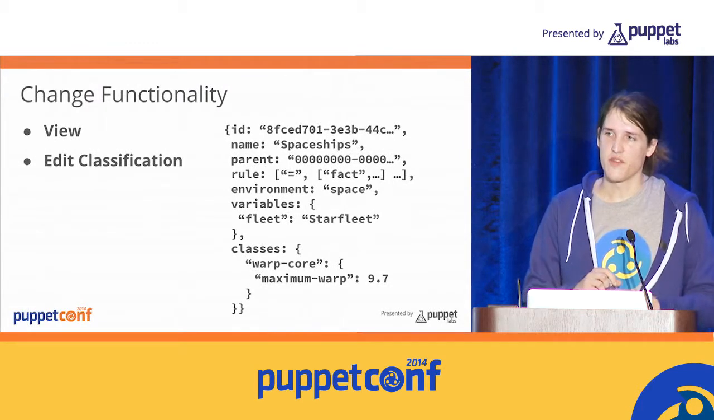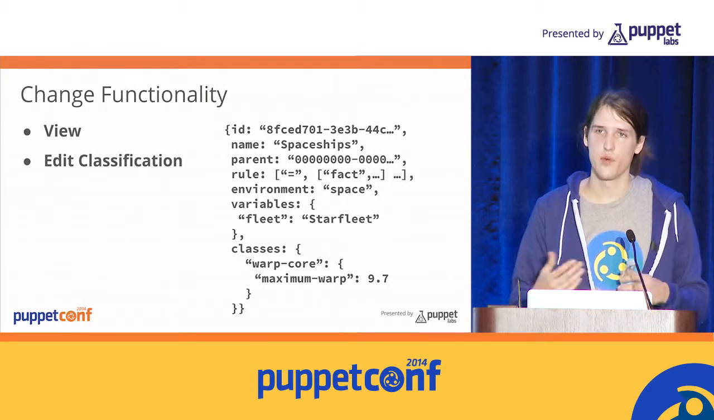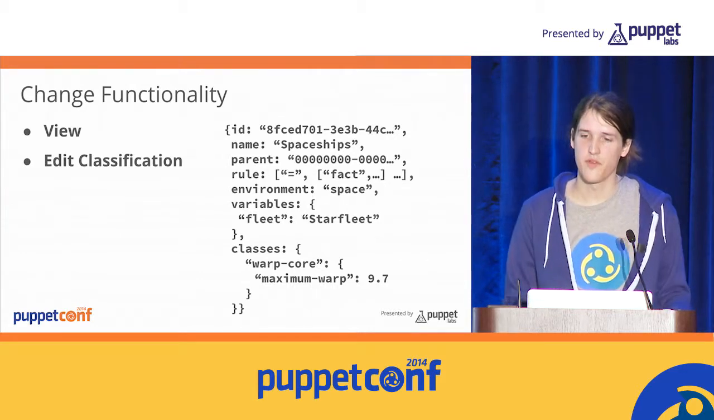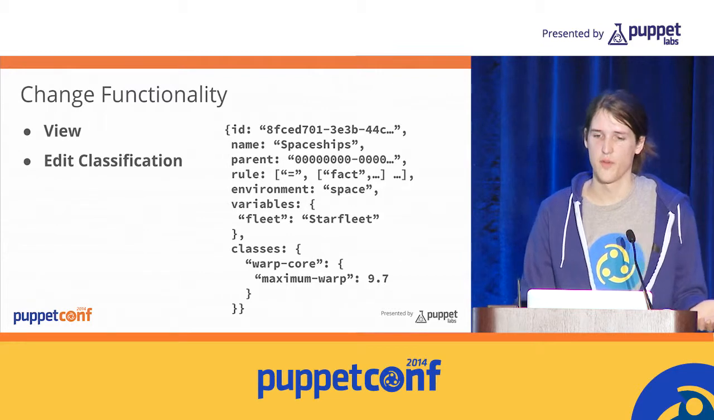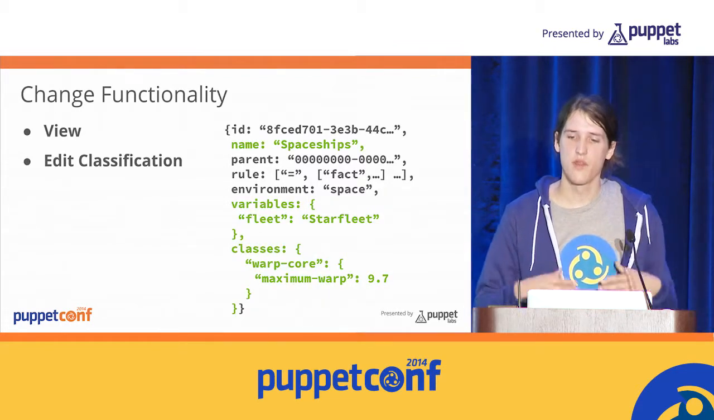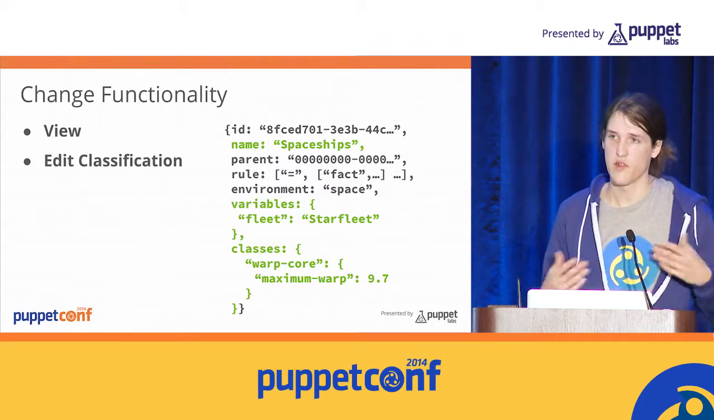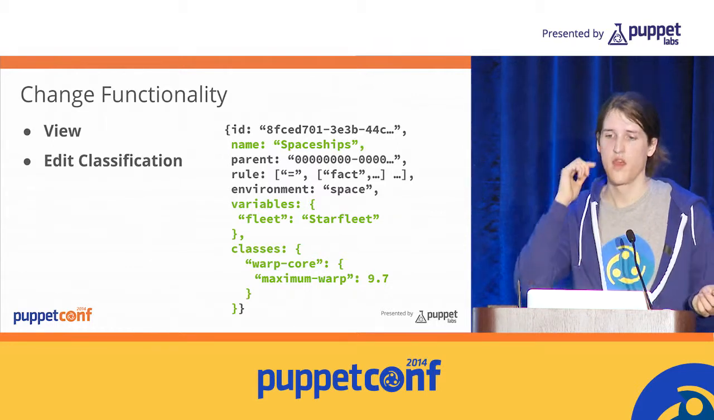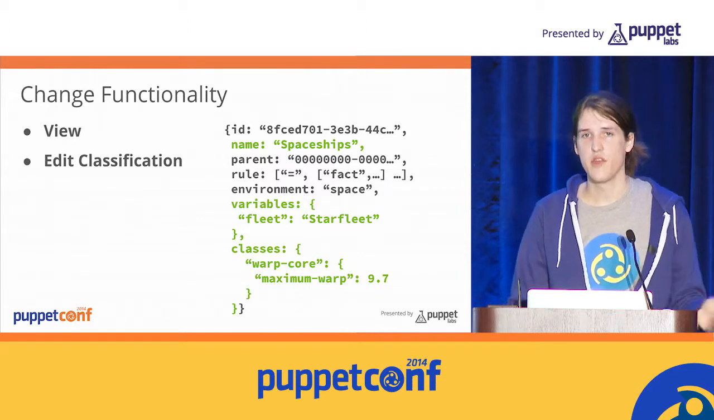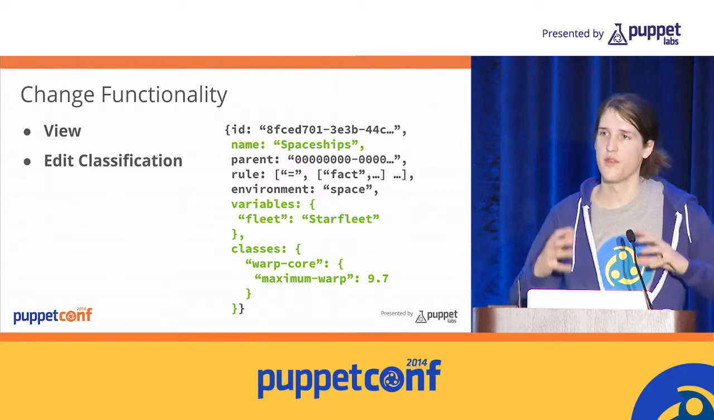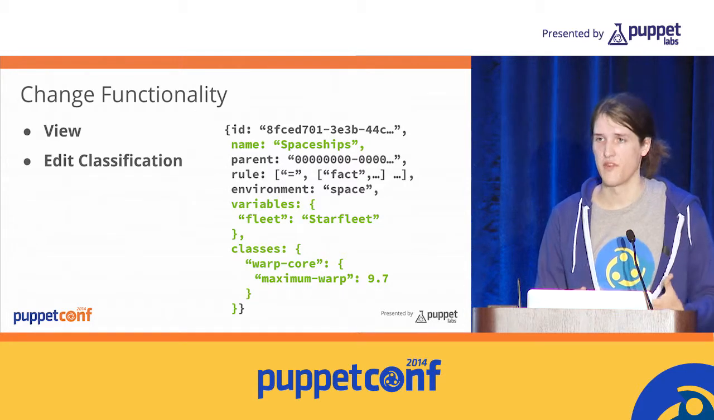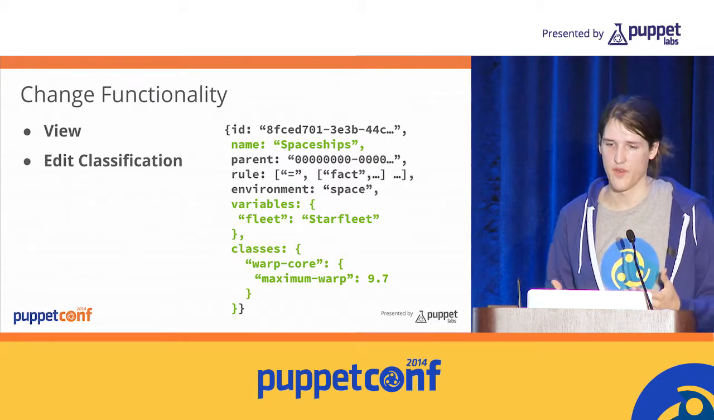Another use case is just creating a group, setting the rules of that group, and then allowing some of your team members to change the functionality of that group. That is, to change the top-level variables, to change the classes, and change the class parameters. You can be sure that they're only going to be able to change the functionality of the nodes that are in this group, because they're not allowed to edit the rule. That's a separate permission from being able to edit the classification.